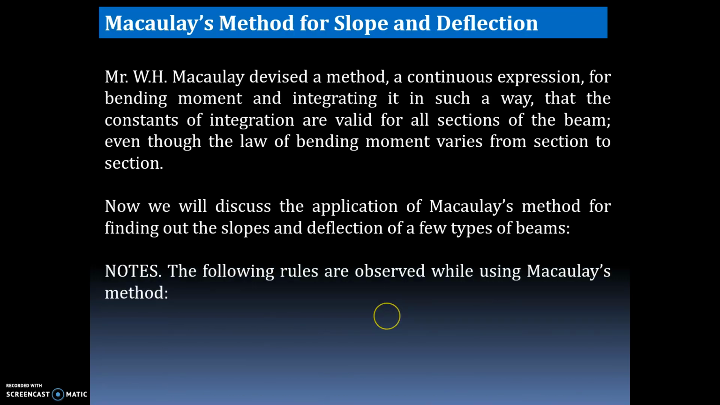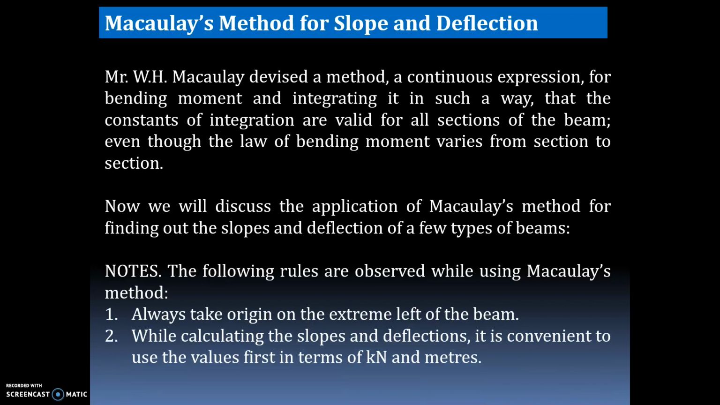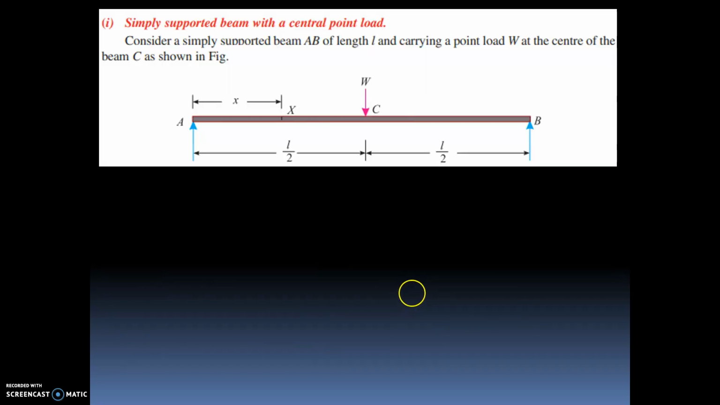of beams. Okay, so here you have to remember some of the rules. The following rules are observed while using Macaulay's method. The first one is always take origin on the extreme left of the beam. And the second point is, while calculating the slopes and deflections, it is convenient to use the values first in terms of kilonewton and meters. Okay, now let us take this simply supported beam with the central point load.